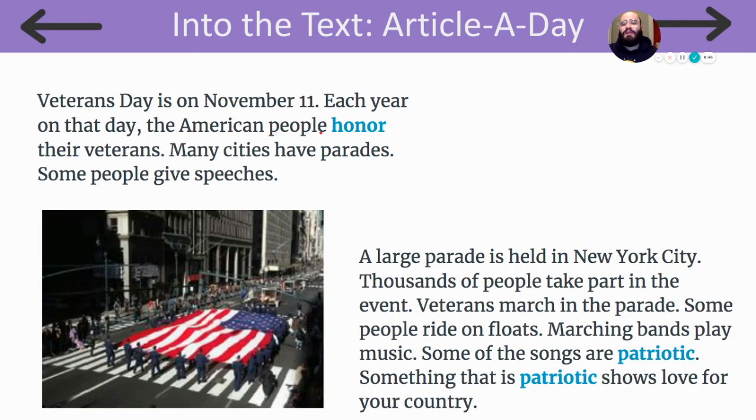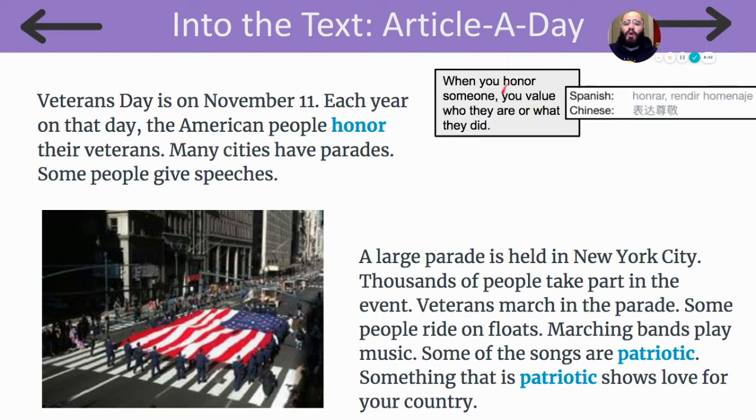Veterans Day is on November 11th. Each year on that day, the American people honor their veterans. When you honor someone, you value who they are or what they did. In Spanish, we say honorar or rendir homenaje. So when we honor somebody, we really value what they did. So we really value what veterans have done for our country.